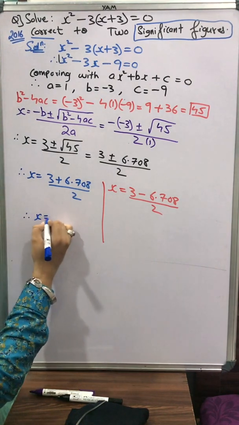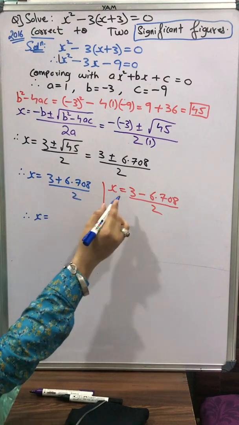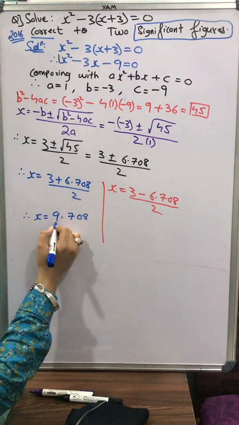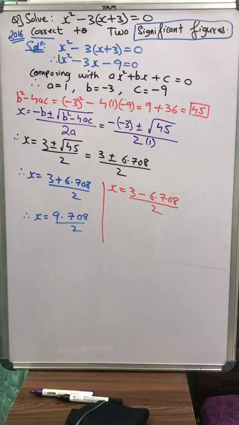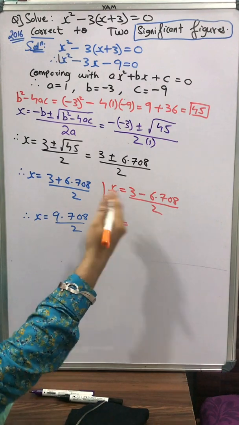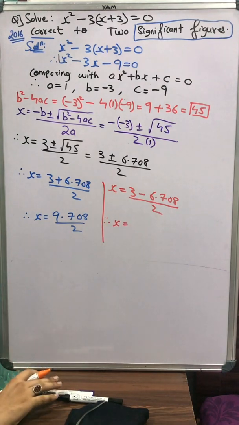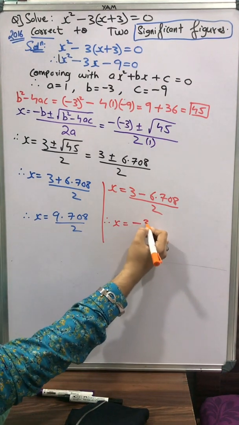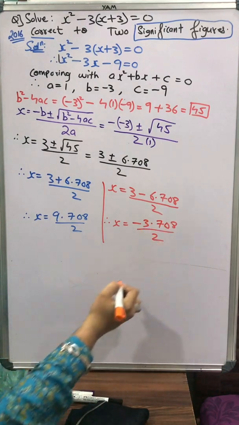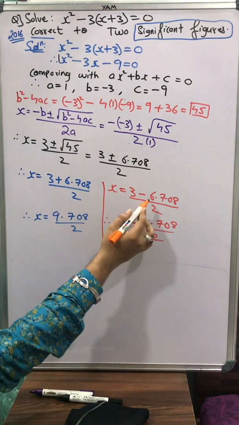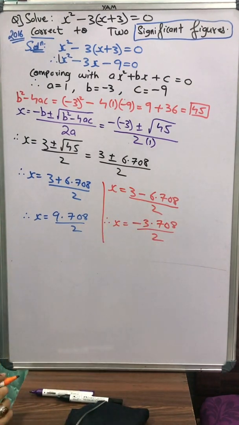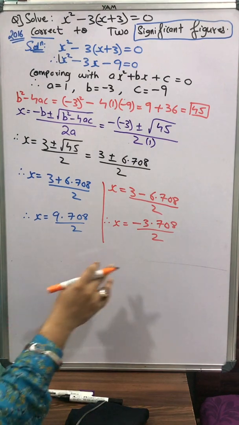Therefore, x is equal to 3 plus 6.708. It's 9.708 the whole upon 2. Okay. And over here, x is what? 3 minus 6.708, minus 3.708 the whole upon 2. Okay, plus minus, and sign of bigger number is minus. 3 minus 3.708 the whole upon 2.